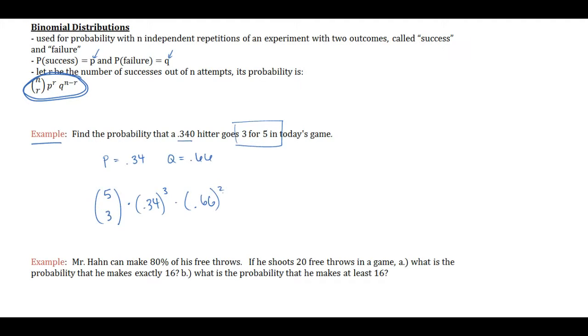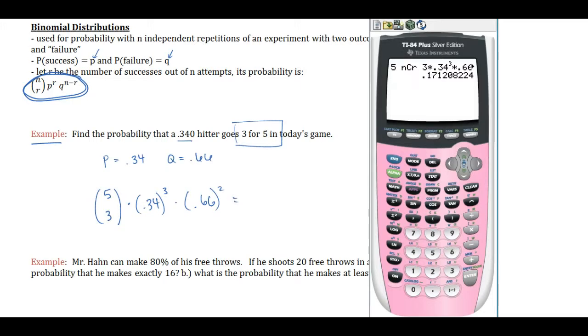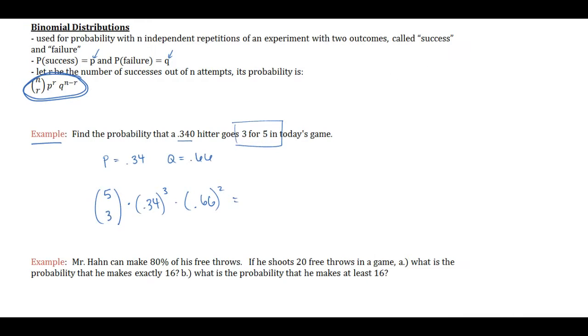And now I just grab a calculator and type it in, and it throws out the probability for me, and it is gorgeous. I already did it. So you can see I typed it in to my calculator, and I got 0.1712, or a 17.12% chance that a .340 hitter will go 3 for 5, right? So that's how nice this is.